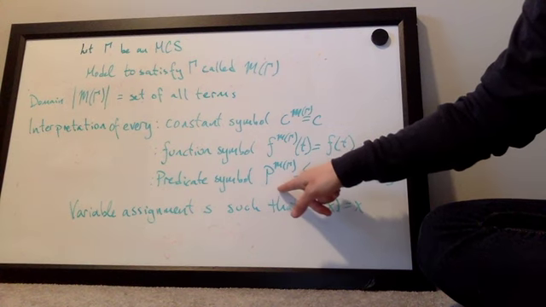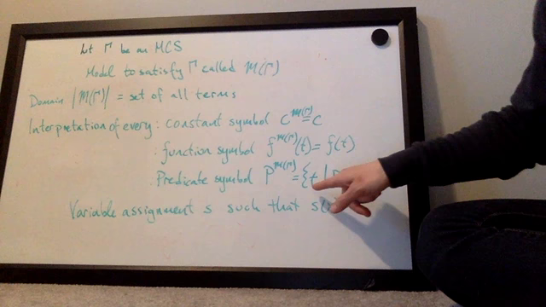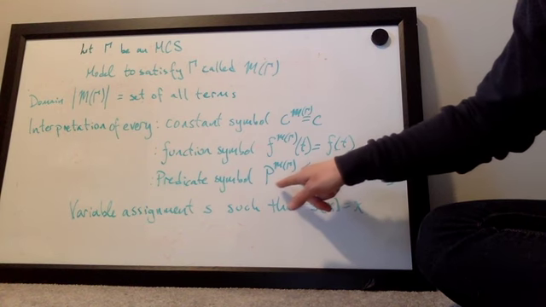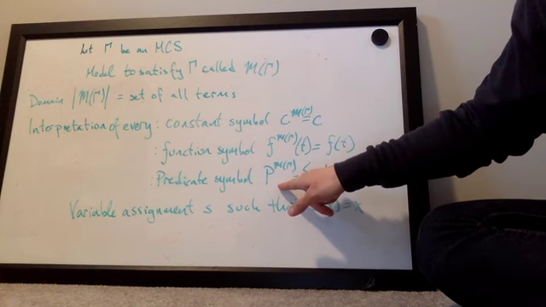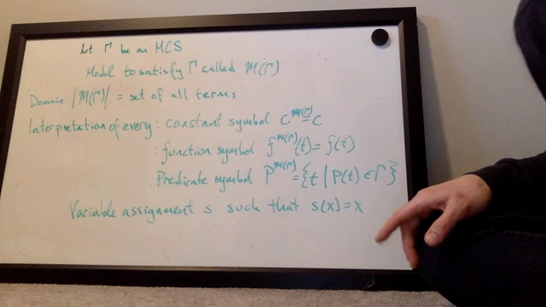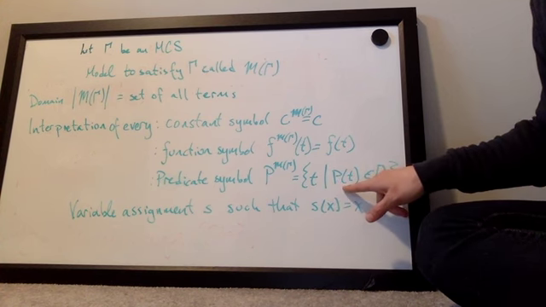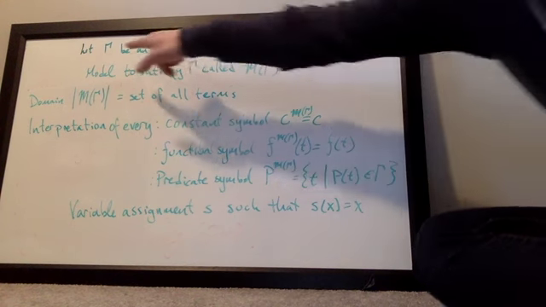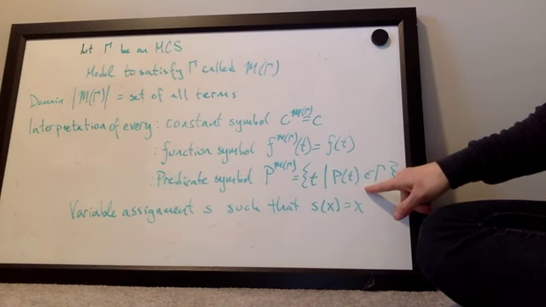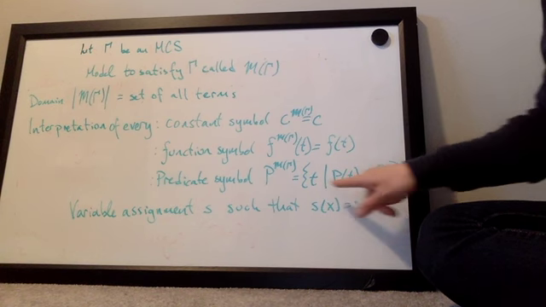And then a predicate symbol, I'm just defining this a little bit differently. It's not really any substantially different. Predicate symbols are going to refer to sets. So the interpretation of a predicate symbol is the set of objects that satisfies it. It's going to be the set of all terms t such that P of t is an element of our original set gamma. So basically it's going to contain all the terms that gamma said should satisfy P.